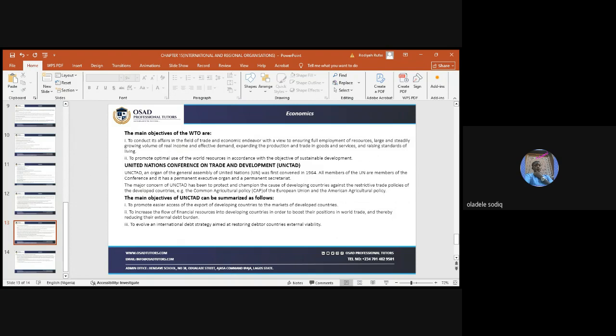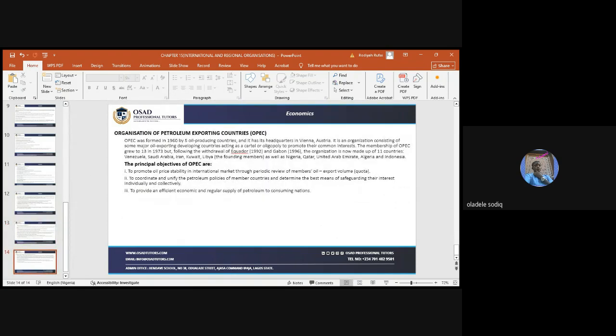Number one is to promote easier access of the exports of developing countries. Also, to increase the flow of financial resources into developing countries. Then also to evolve an international debt strategy aimed at restoring debtor countries' external liability. Then we also have the Organization of Petroleum Exporting Countries, OPEC. So whenever you hear OPEC, OPEC is talking about what?